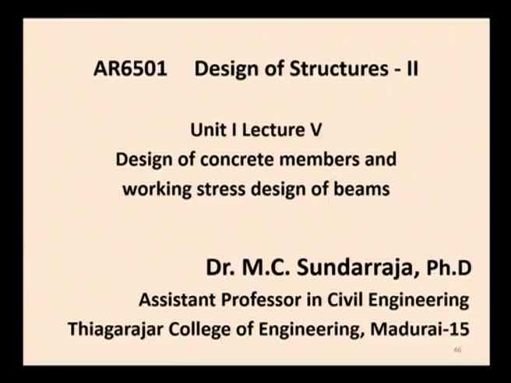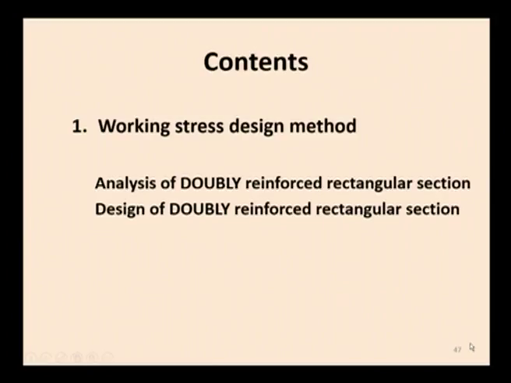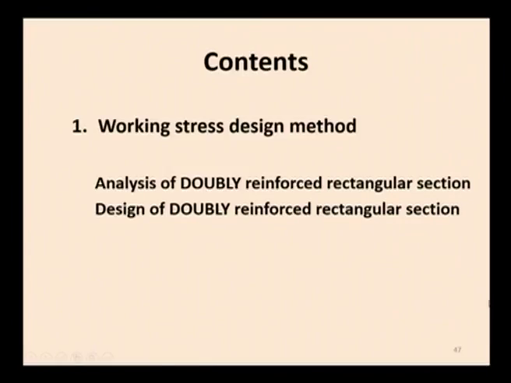Now we move on to the doubly reinforced rectangular section. What do you mean by a doubly reinforced rectangular section? The section which is provided with reinforcement both at the top as well as at the bottom, that is, both in the compression as well as the tension zone, is called a doubly reinforced rectangular section. Under what circumstances are doubly reinforced rectangular sections designed?